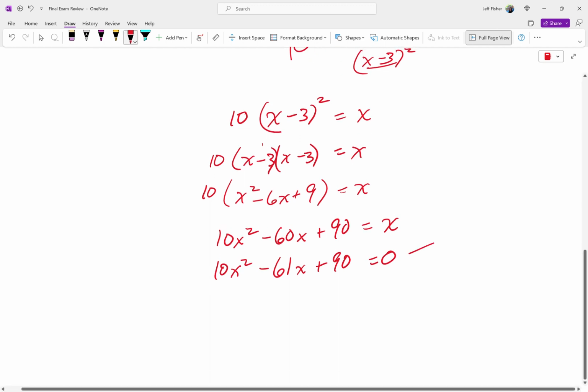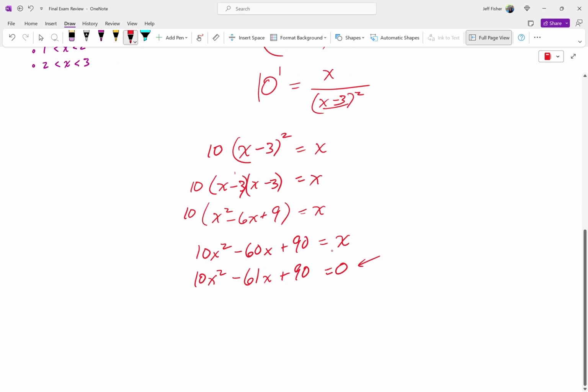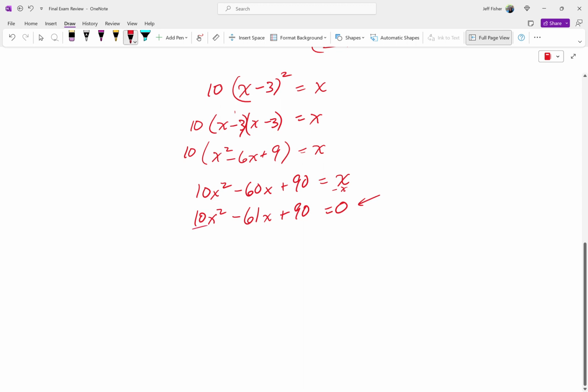We set it equal to 0 so that we can factor it and solve it, right? Actually, not only that, because we subtracted x from both sides, we actually are left with 0. And now we can plug this into the quadratic formula to solve. I don't think we're going to get there by factoring, because our factors of 90 are not going to add up to negative 61. So we would put this into the quadratic formula, where the x value is going to be minus b plus or minus the square root of b squared minus 4ac all over 2a.